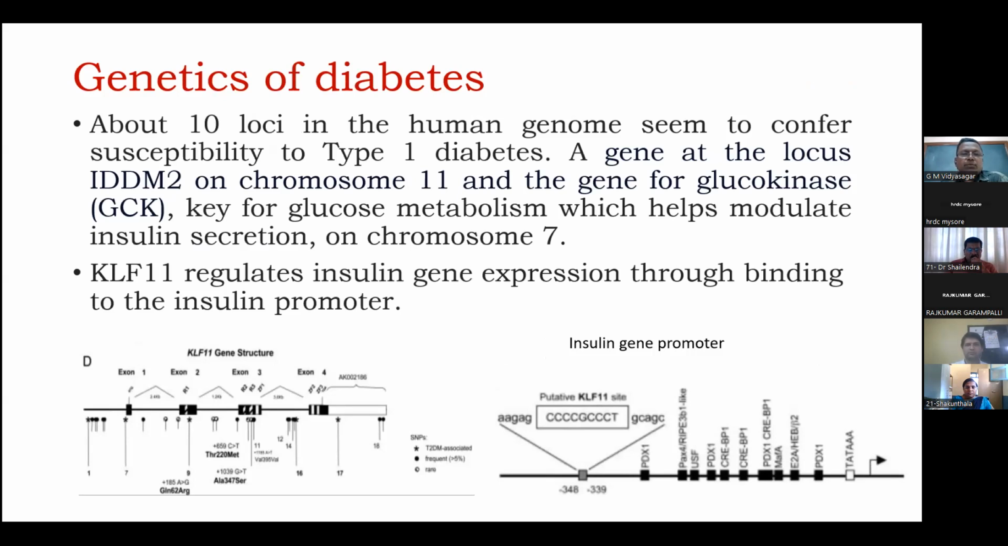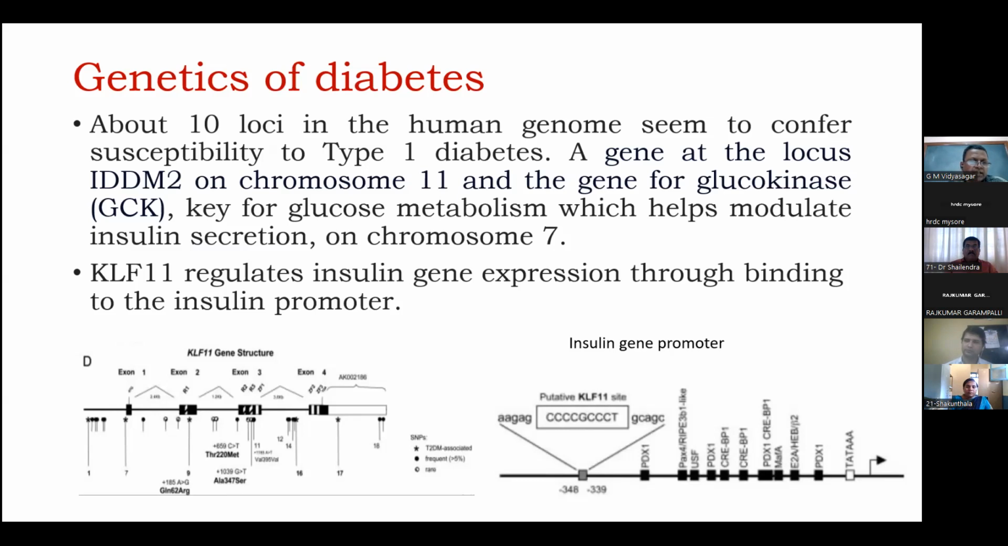10 genes have been identified, although there are many other genes, but these genes are confirmed to be involved in the type 1 gene at the locus on chromosome number 11 and chromosome number 7. So these two genes have been identified and studied, and still many other genes are under work. There is one more gene, that's KLF11, which regulates insulin gene expression through binding to the insulin promoter.